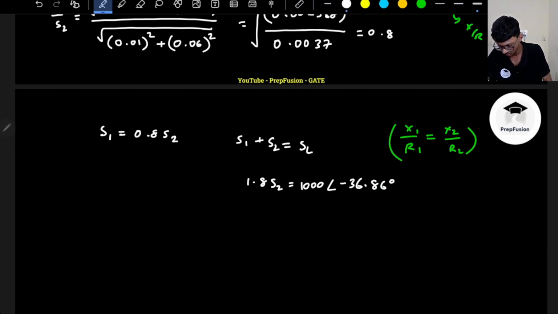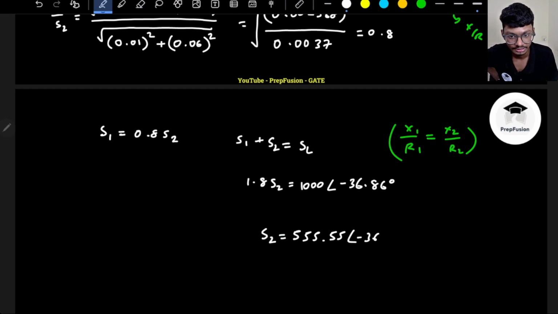So 1000 divided by 1.8, this S2 will come out to be 555.55 kVA. They have only asked us the magnitude, so it will be 555.55 kVA. They have not asked us the phase angle. The phase angle in this case will be minus 36.86 only.